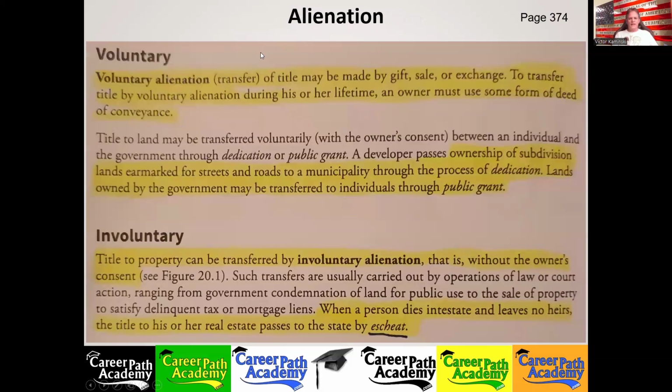So let's do the highlights here. For voluntary alienation, dedication and public grant, this is on page 374.